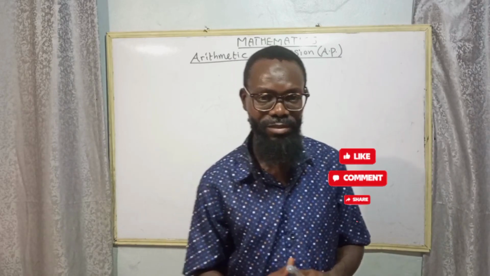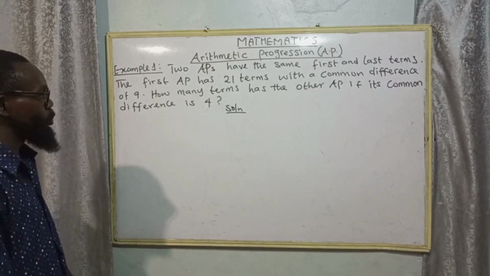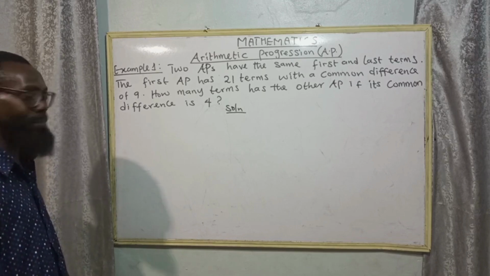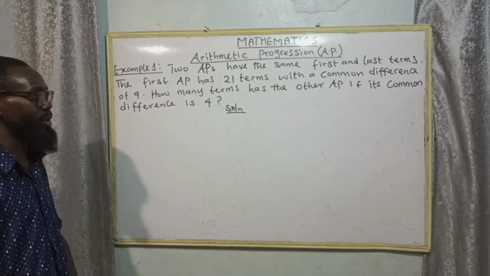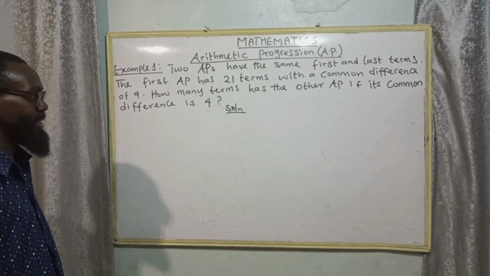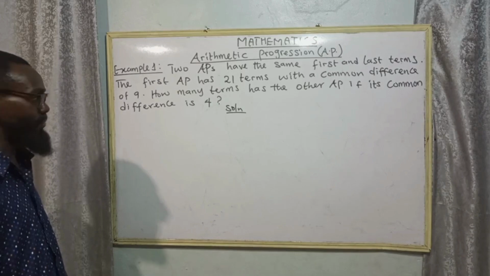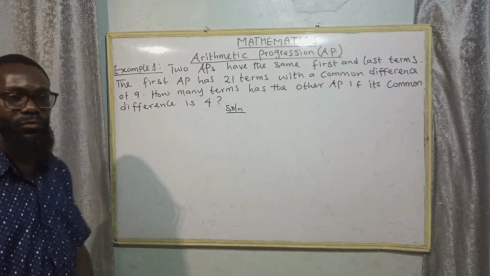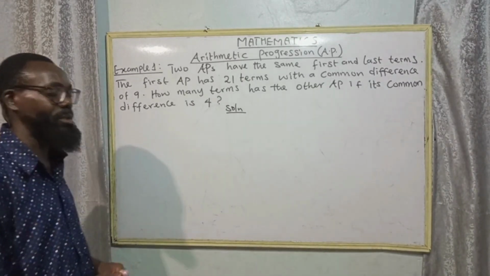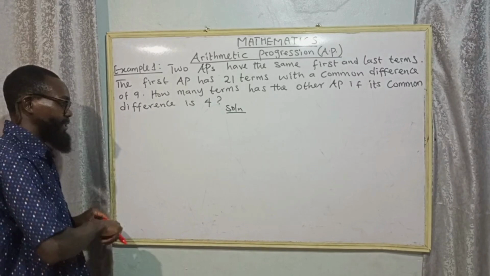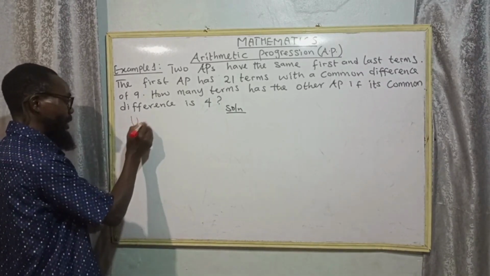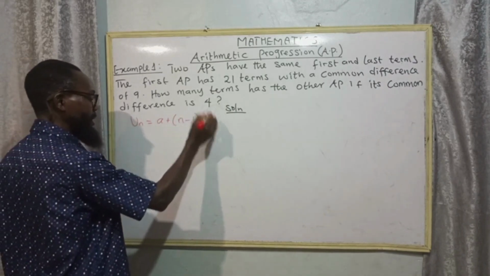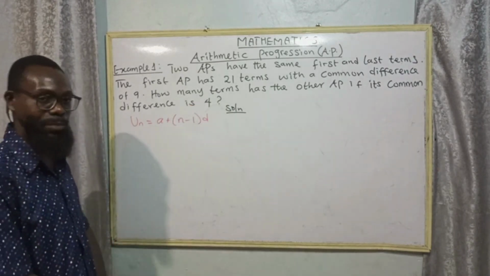Now, let's dive in. Example 1. Two APs have the same first and last terms. The first AP has 21 terms with a common difference of 9. How many terms has the other AP if its common difference is 4? Don't forget, the nth term of an AP says un or tn equals a plus open bracket n minus 1 close bracket d. This is the nth term of an AP.